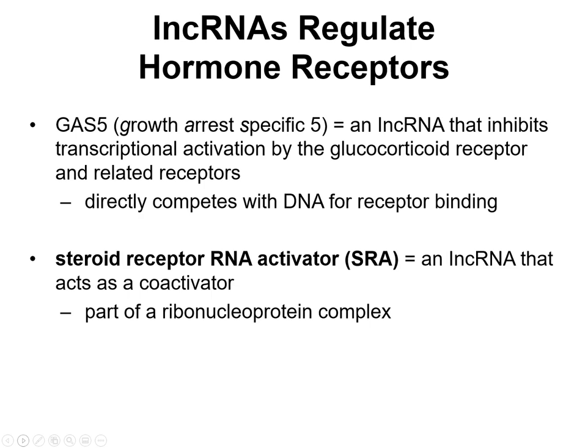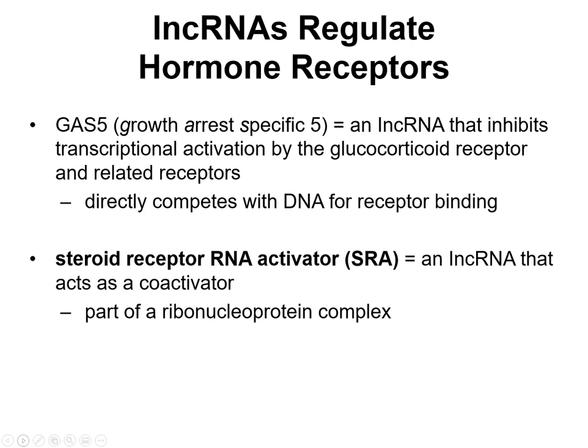Now, I've been throwing in those long non-coding RNAs all over the place. And they really are all over the place. But let's talk about one specifically. Gas5 is a long non-coding RNA that inhibits transcriptional activity by the glucocorticoid receptor and related receptors. So it directly competes for that receptor binding, because remember, it's just nucleotides, right? So if it looks like the same sequence that the receptor binds in the nucleus, then it can bind there.